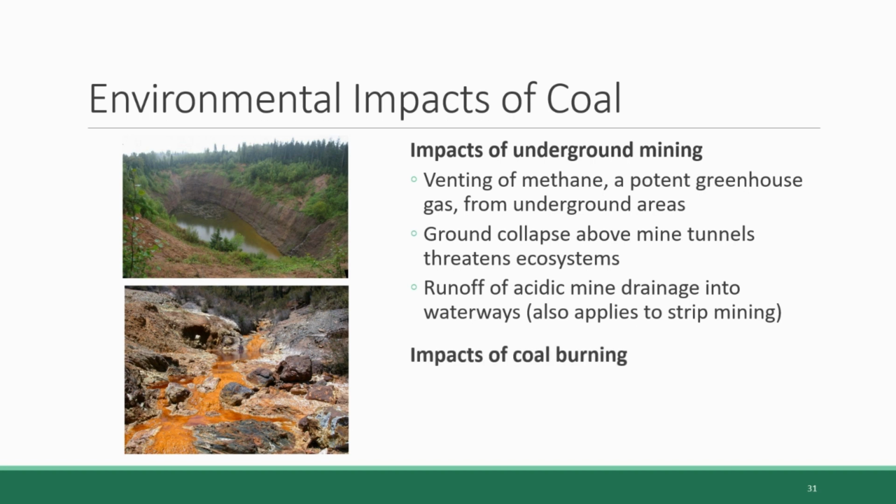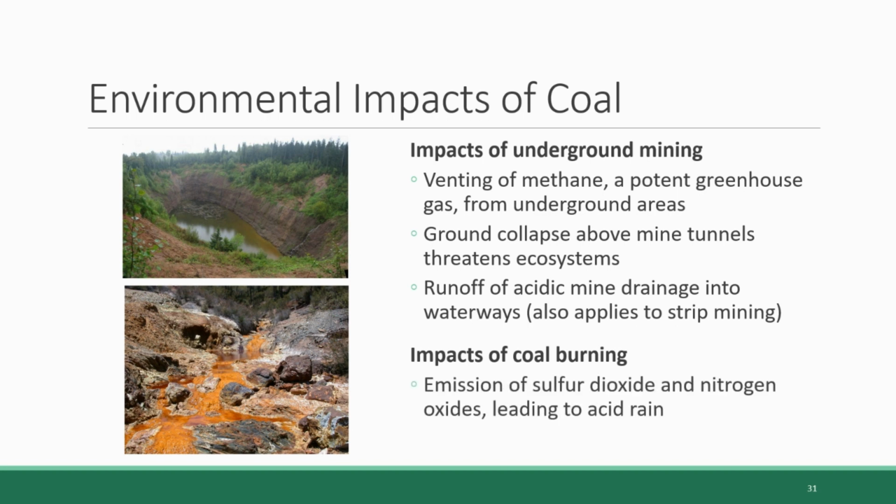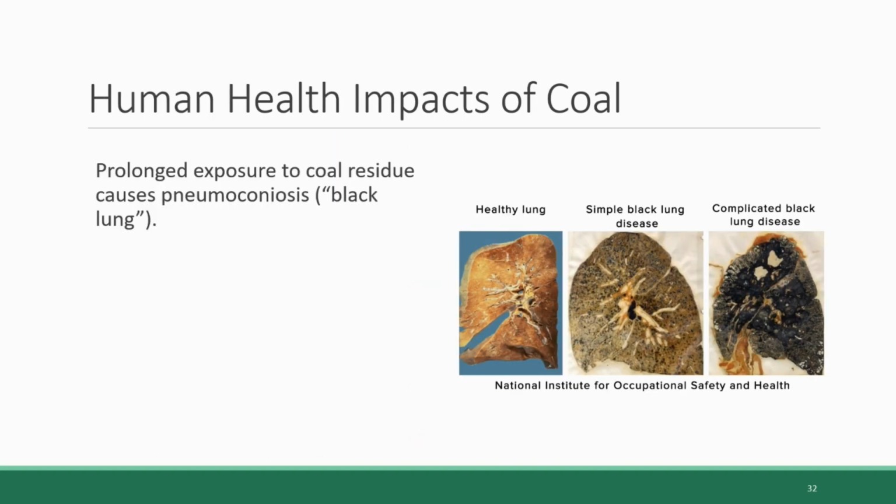And then when it comes to the environmental impacts of actually burning the coal, combustion emits sulfur dioxide and nitrogen oxides, which cause acid rain. And of course, as we've learned, carbon dioxide is produced from the combustion of fossil fuels, including coal. So that covers the environmental impacts, but we also should mention the human health impacts.